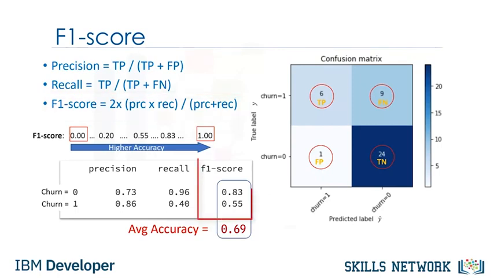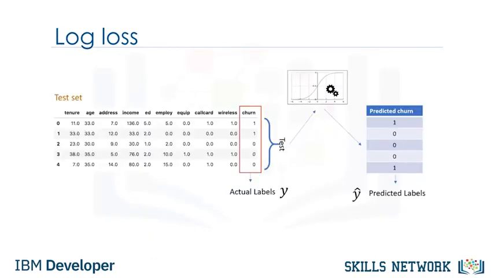For example, the F1 score for class 0, i.e. churn equals 0, is 0.83, and the F1 score for class 1, i.e. churn equals 1, is 0.55. And finally, we can tell the average accuracy for this classifier is the average of the F1 score for both labels, which is 0.69 in our case. Please notice that both Jaccard and F1 score can be used for multi-class classifiers as well, which is out of scope for this course. Now let's look at another accuracy metric for classifiers.